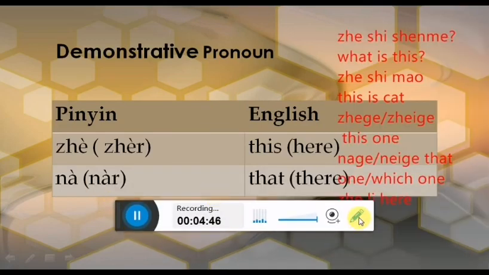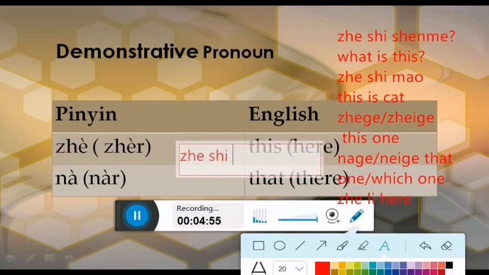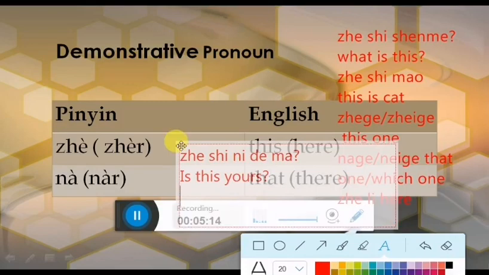这是你的吗？Is this yours? 那个人是谁？That means who is that person?